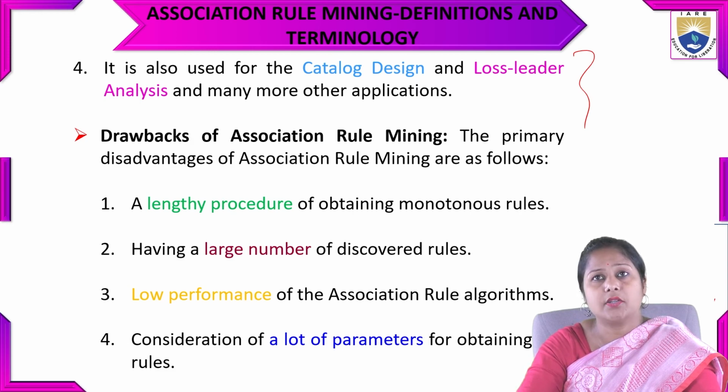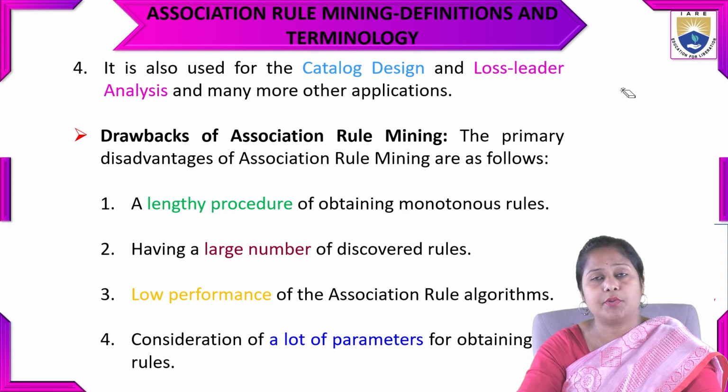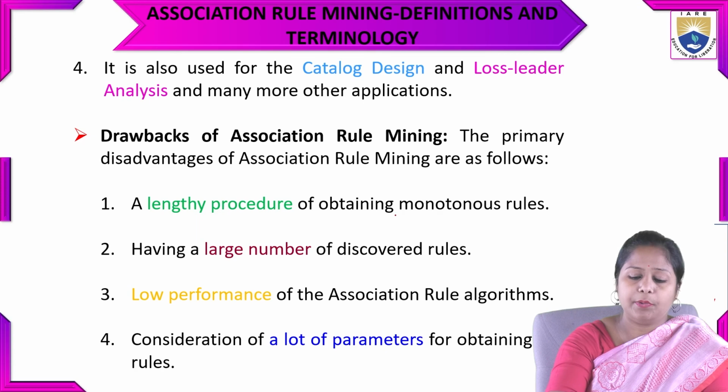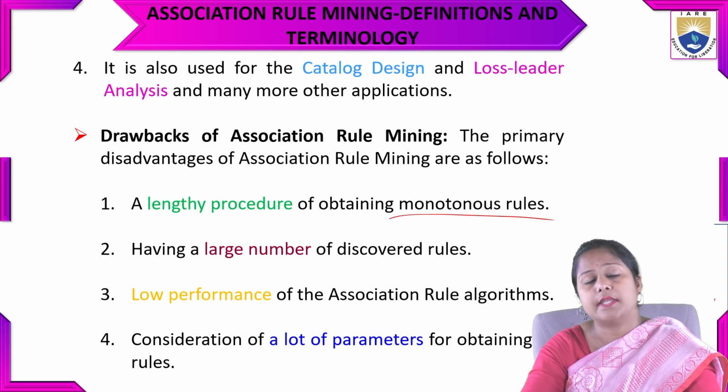Next is the drawbacks of association rule mining. What are the different drawbacks? First is the lengthy procedure of obtaining the monotonous rules. Some people can find that these are similar rules we are writing for each of the transaction. So that can be monotonous and lengthy also, because for each transaction we have to write the same looking association rule.